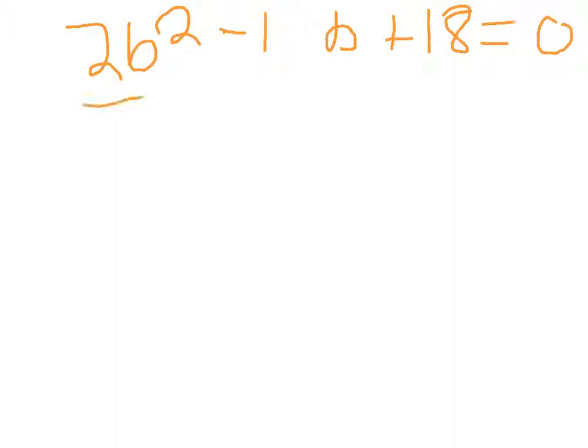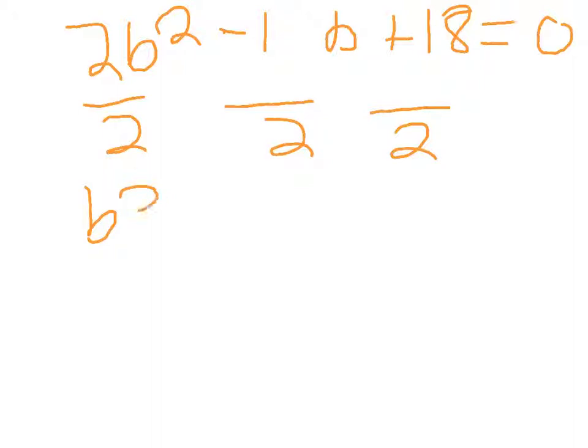Now we want to get b squared by itself so we can have a perfect square. And so to do that, we'll divide everything in the equation by 2. The 16b by 2, the 18 by 2, and of course the 0 by 2, but we don't need to do that. So then we end up with b squared minus 8b plus 9 equals 0.